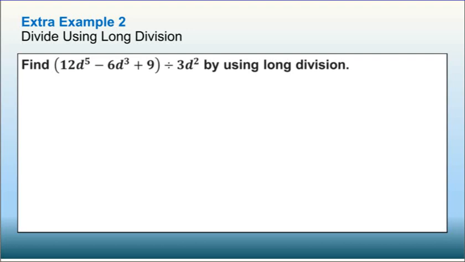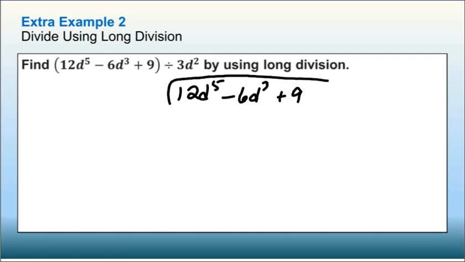Next, find the quotient of this one using long division. So I have 12d to the 5th minus 6d to the 3rd plus 9, all of that I'm dividing by 3d squared. So I need 3d squared times what gives me 12d to the 5th. 3 times 4 gives us 12, and then d to the 3rd gives us d to the 5th.